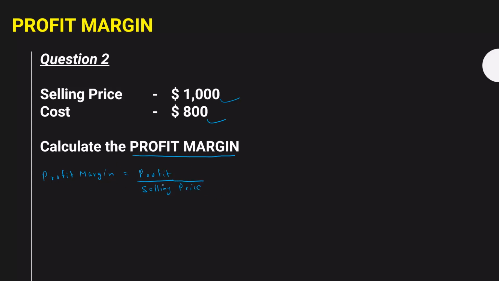So here in this question also we don't have the profits, so we'll calculate the profits. Profits equals selling price minus the cost. So selling price is $1,000. Cost is $800. Then profits are how much? $200. Then here profit is 200.